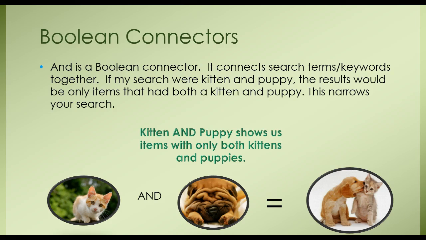And is a Boolean connector, and it connects search terms or keywords together. So, if my search were about kittens and puppies, the results would only be items that had both a kitten and puppy. And of course, this will narrow down your search. And I've used cute puppy and kitten pictures to show the example. So if I search for the word kitten and puppy, the search will only bring things up that have both of those words in there.